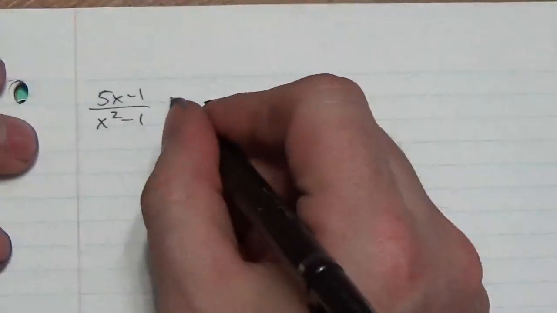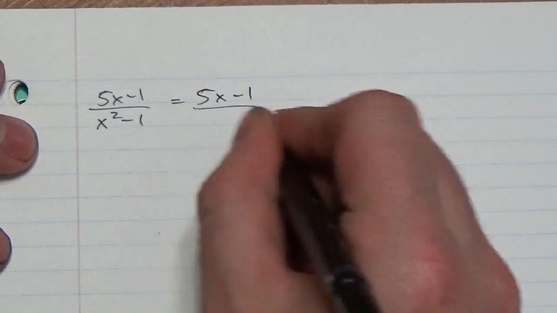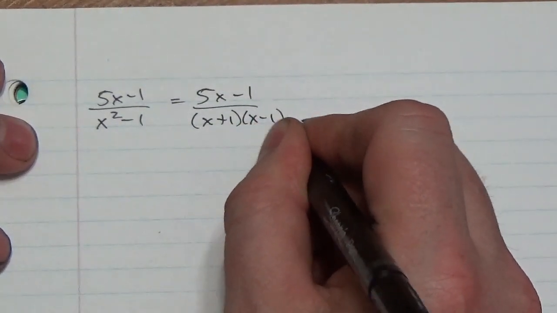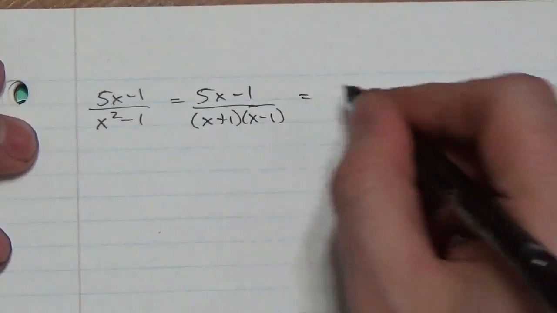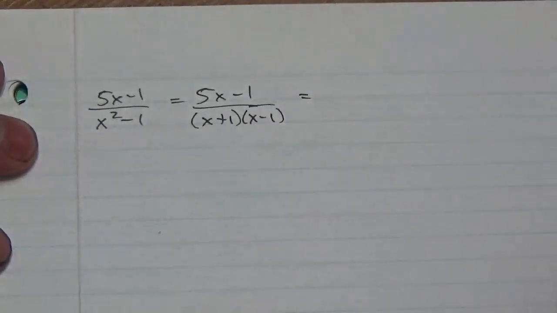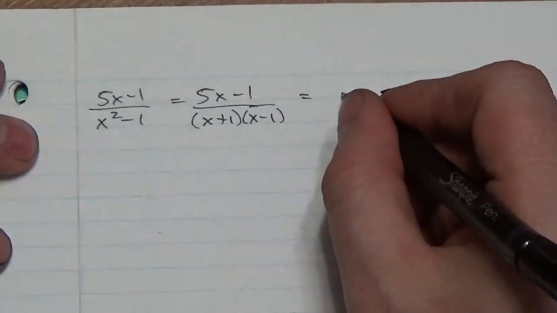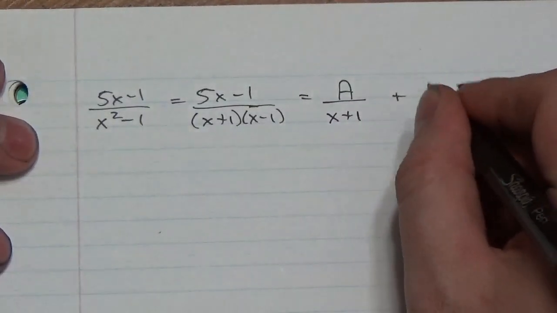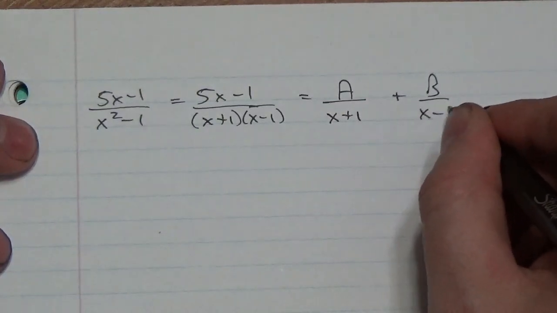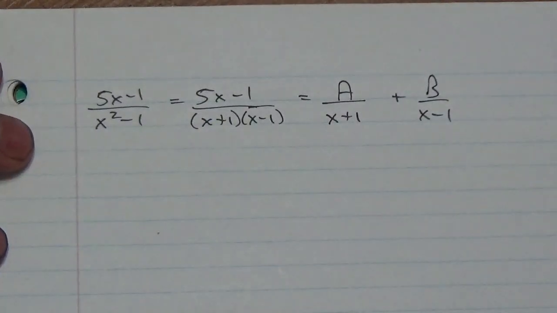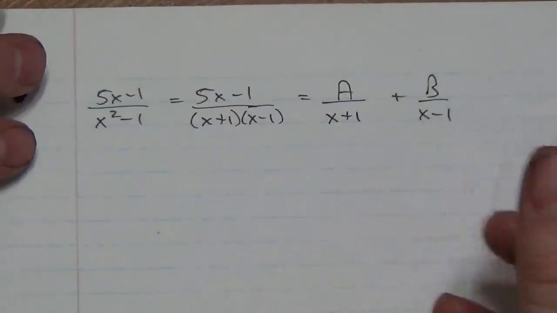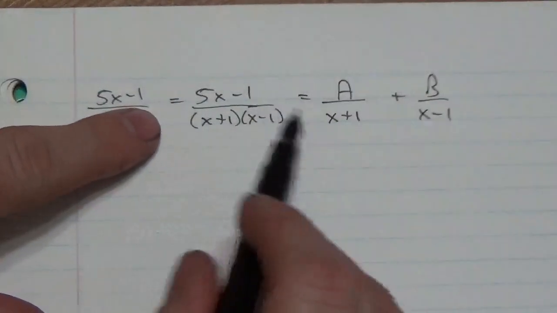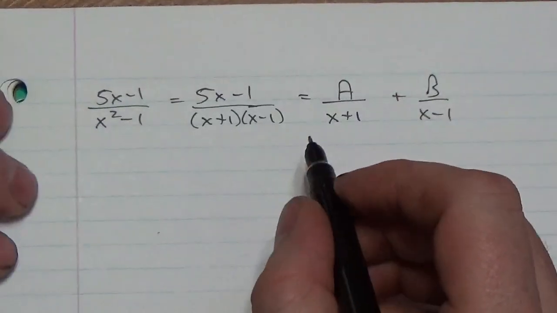So, like we did before, the very first thing that we're going to do is factor, and we are going to get (x + 1)(x - 1). And because I've got two different linear factors, I'm going to assume that this breaks up into A/(x + 1) and B/(x - 1). Okay? Now, when I add those together, I know that we're going to just multiply the denominators together to get that. It's the numerators that I'm concerned about.